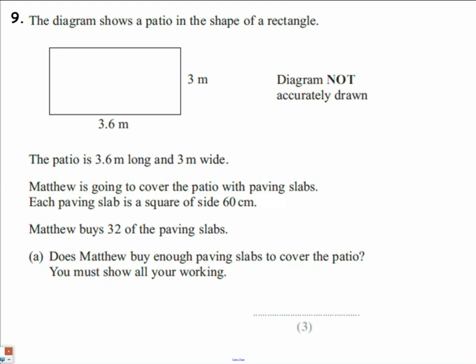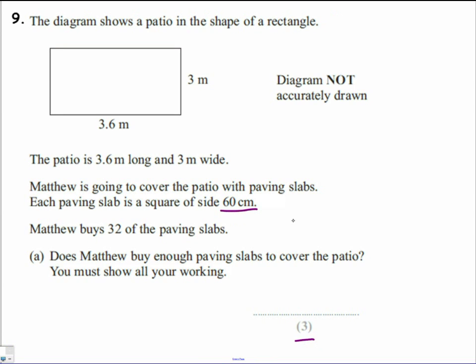Question 9, the final question on the non-calculator paper. The patio is 3.6 metres long and 3 metres wide. Matthew is going to cover the patio with paving slabs. Each paving slab is a square side of 60 centimetres. Matthew buys 32 of the paving slabs. Does he have enough to cover the patio?